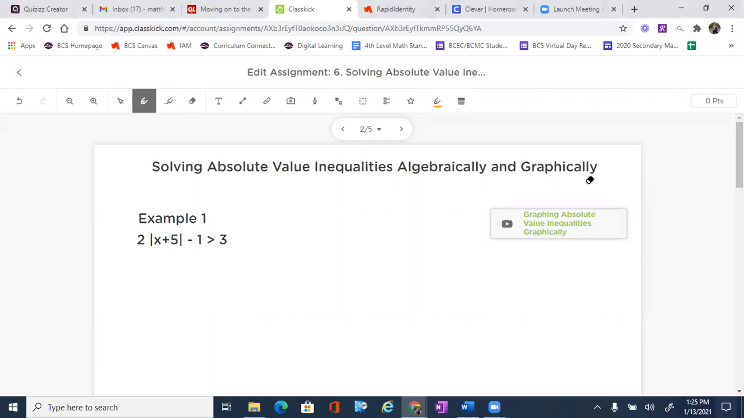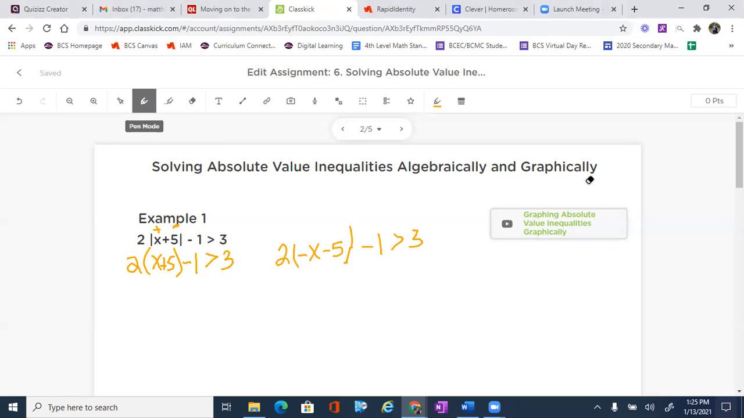We start with the original equation, which is simple: 2 times the absolute value of x plus 5, minus 1 is greater than 3. There's the original one. Then we need to break it down to the other one, where we have the positive value, the original value, and then the opposite value within the absolute value. So I've got 2 parentheses. The opposite of x plus 5 is simply negative x minus 5. And remember that the outside stays exactly the same, minus 1 greater than 3.